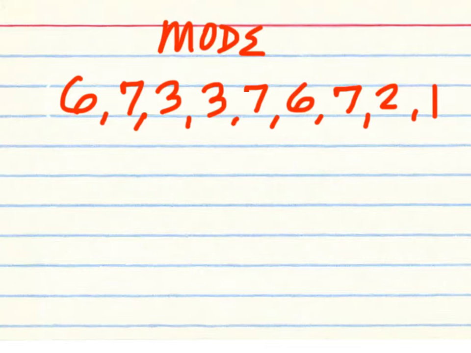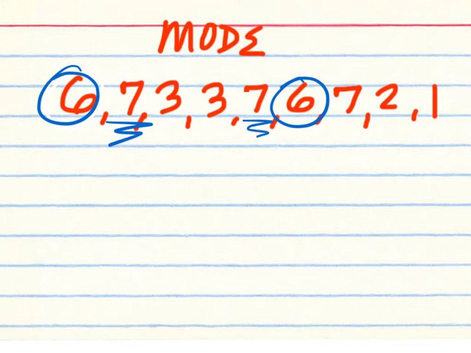Solution for the practice problem. We have 1, 6, 2 6s, but we have 1, 2, 3 7s. 7 should be the answer.